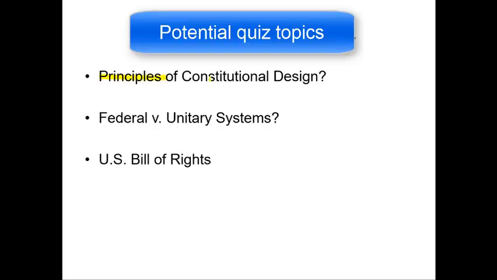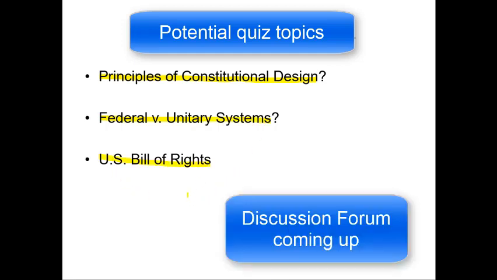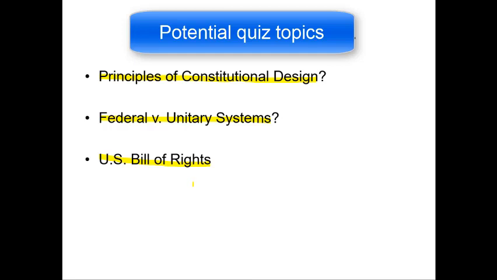Okay. What are the principles of constitutional design? What are the major differences between federal and unitary systems? What are the major rights in those first 10 amendments? Probably not a bad idea to memorize the basic first 10 amendments there.